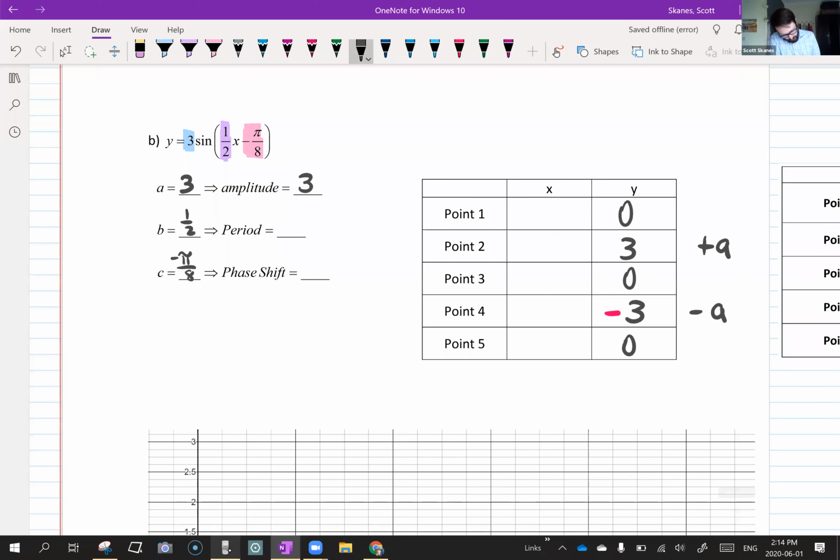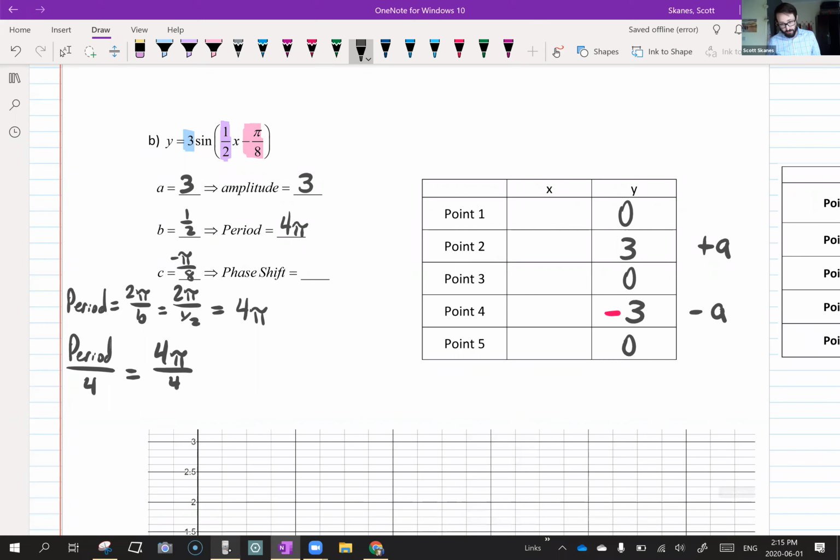Let's get period. Well, period is 2 pi over B, which means it's 2 pi over 1/2, which if you work that out, you're going to get 4 pi. Okay, that's my period. I don't need period to do this question. What I do need is period divided by 4. So I'm just going to say period divided by 4 is 4 pi divided by 4, which is pi. Yeah, it's pi, Ahmed, it's not 4.